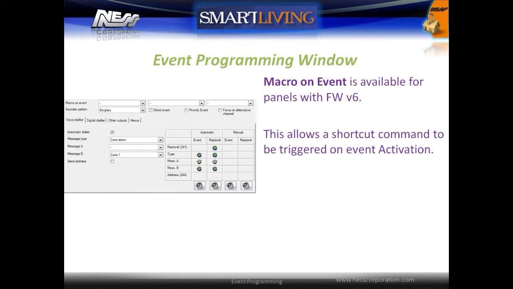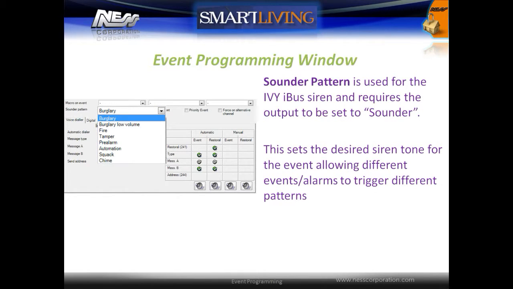Macro on event is available for panels with firmware version 6 onwards. This allows a shortcut command to be triggered on event activation. Sounder pattern is used for the Smart Living IV iBus siren and requires the output to be set to the sounder option. This sets the desired siren tone for the event, allowing different events or alarms to trigger different siren patterns.